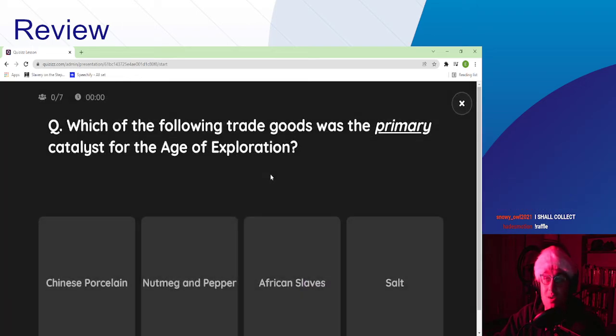All righty. Cool. Which of the following trade goods was the primary catalyst for the Age of Exploration? What really kicked it all off? Arguably, it was a lot of things.